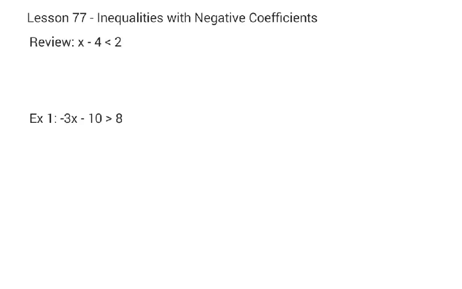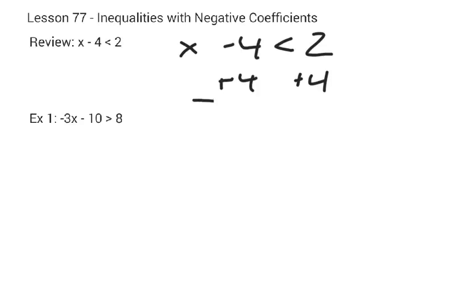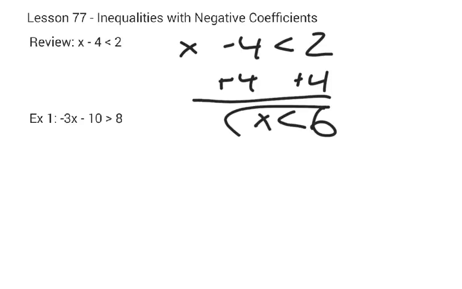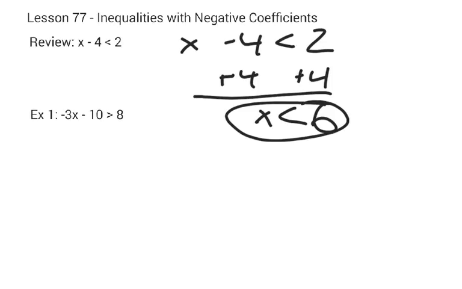Okay, we got x minus 4 is less than 2. And again, if I want to get x by itself, obviously I need to get rid of that negative 4. Add 4 to both sides. x is going to be less than 6. Okay, now if we wanted to, we could graph this on the number line, but I'm going to save that for the next problem.